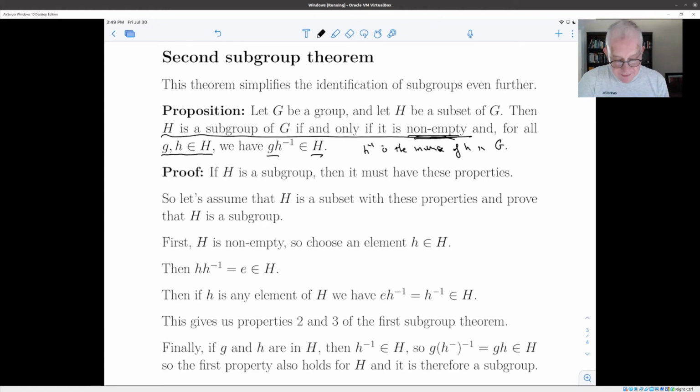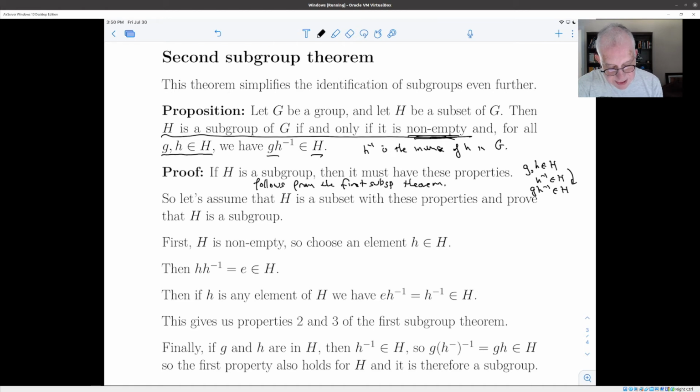So first of all, if H is a subgroup, then we already know that it has to have these properties, because since it's a subgroup, we know from our earlier result that if g and h are in H, then h inverse is also in H, and therefore g h inverse is in H. So one direction follows from the previous result, the first subgroup theorem.